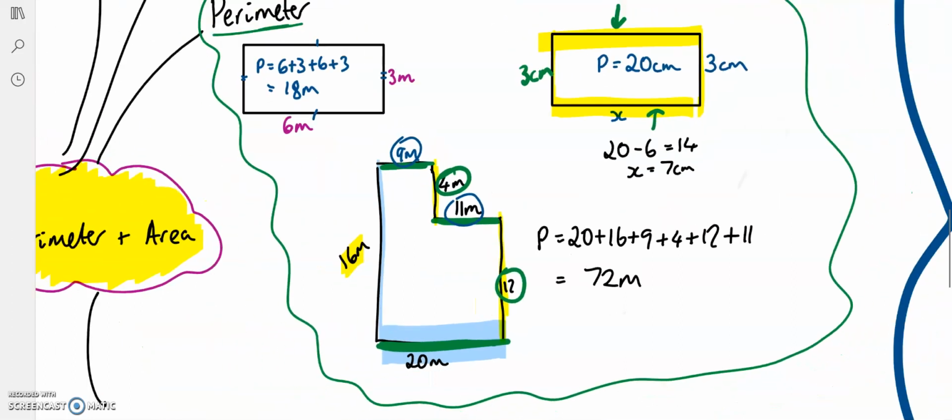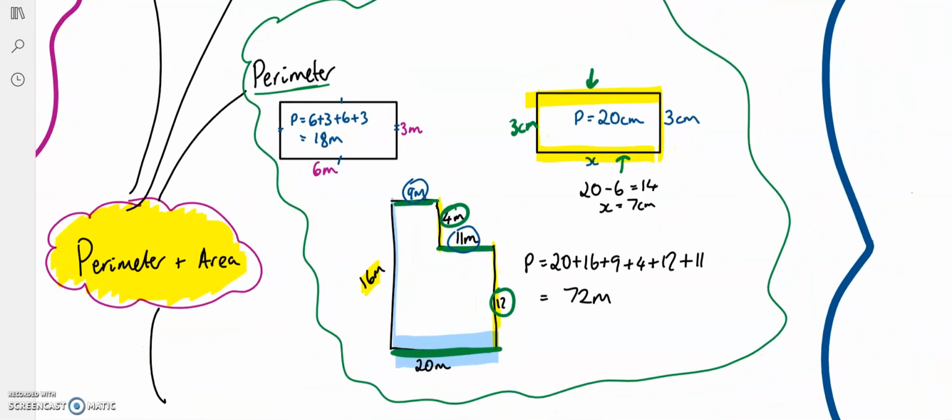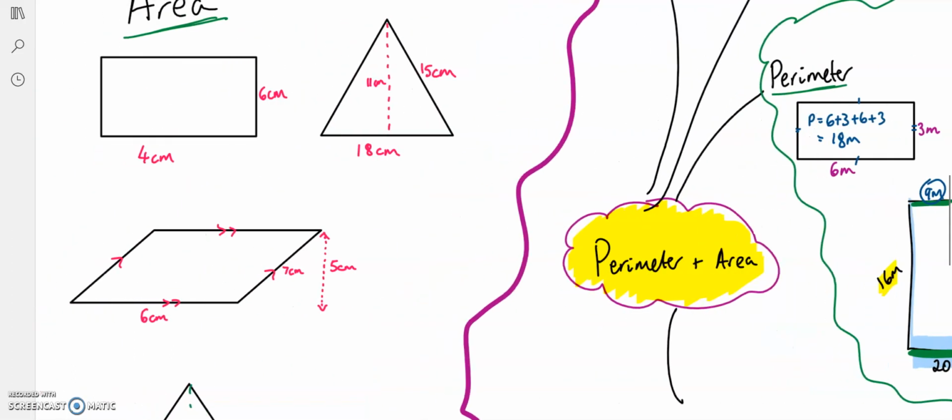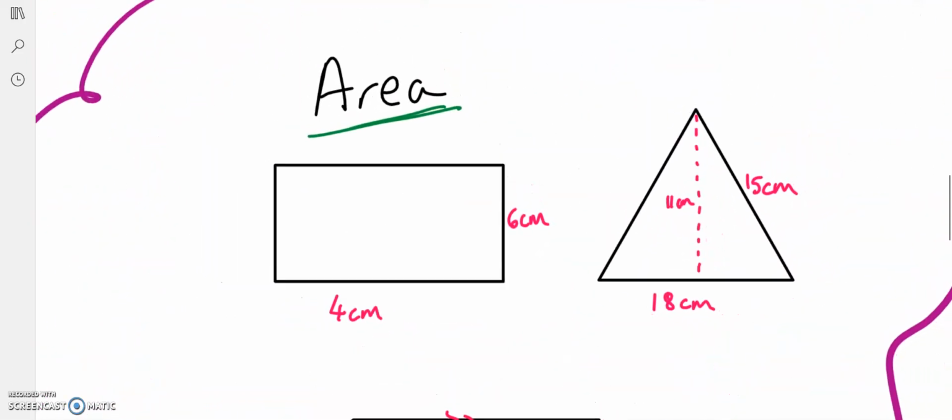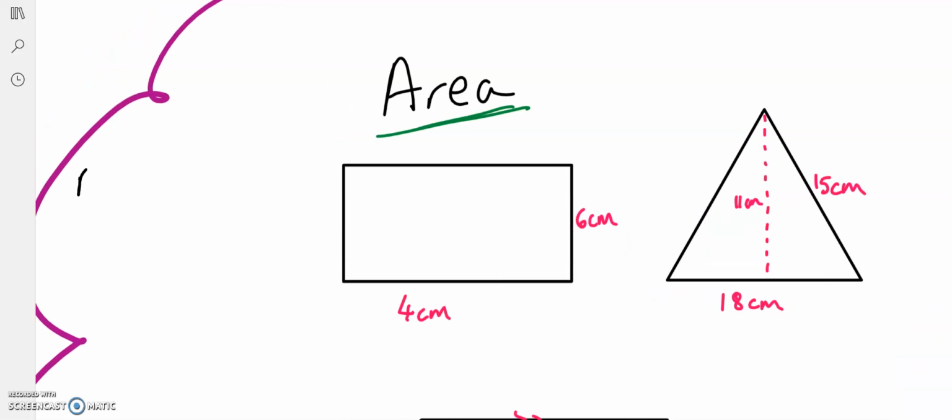Okay, so there are some problems looking at perimeter. But we're also going to be looking at the topic of area in this unit, and you need to know certain formulas. For example, you need to know the formula for the area of a rectangle.